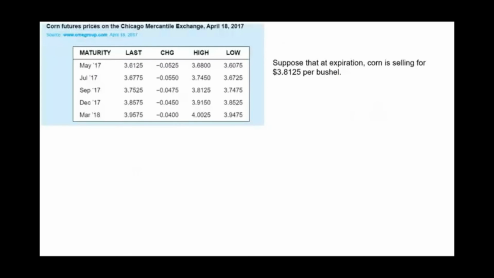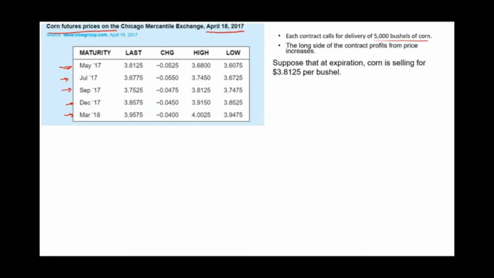Okay? So let's take a look at an actual example to see how the futures market works and how different it is from the option market. We're looking here at the corn futures prices on the Chicago Mercantile Exchange, April 18, 2017. We have the maturity: May, July, September, December, March. This is when the delivery will have to take place. Each contract calls for 5,000 bushels of corn. The long side of the contract profits from price increases. Here's what's going to happen.